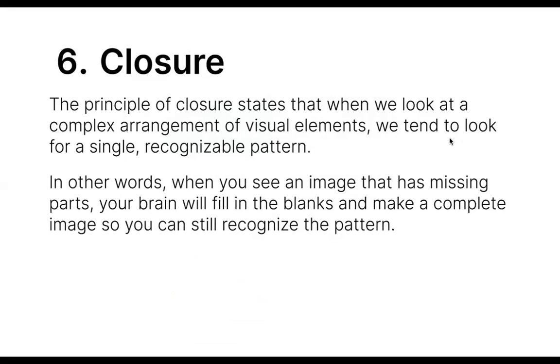Now there is a principle of closure. Principle of closure states that when we look at a complex arrangement of visual elements, we tend to look for a single recognizable pattern. In other words, when you see an image that has missing parts, your brain will fill in the blanks and make a complete image so that you can still recognize the pattern.